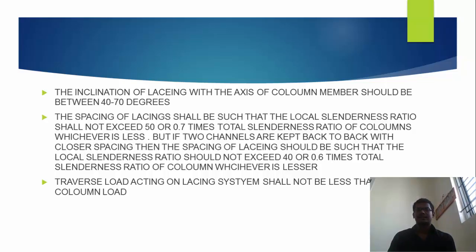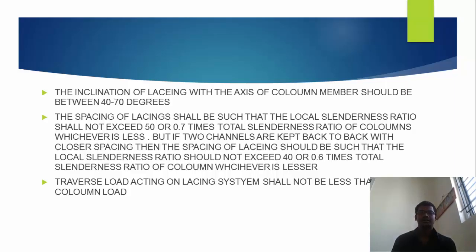This restricts the spacing of lacing. It shall be such that the local slenderness ratio should not exceed 50 or 0.7 times the total slenderness ratio of the column, whichever is less. But if two channels are kept back to back with close spacing, the spacing of lacing should be such that the local slenderness ratio should not exceed 40 or 0.6 times the total slenderness ratio of the column, whichever is lesser.